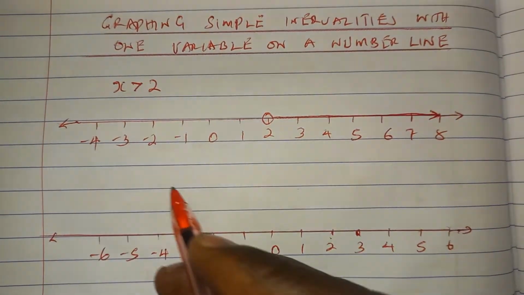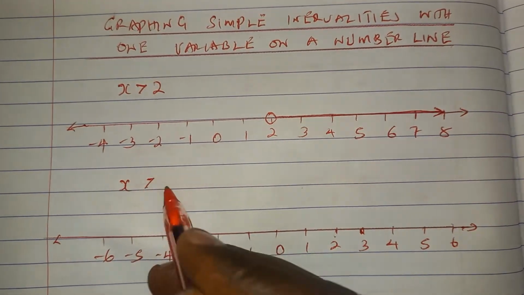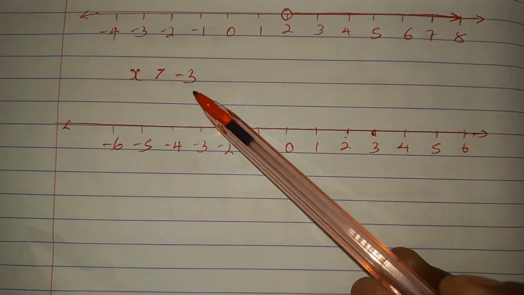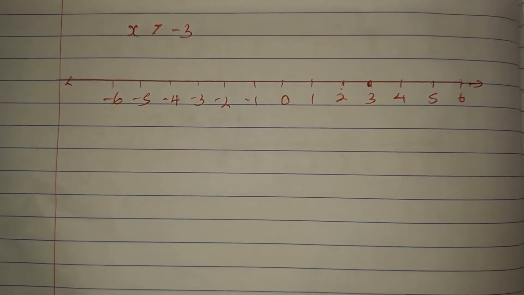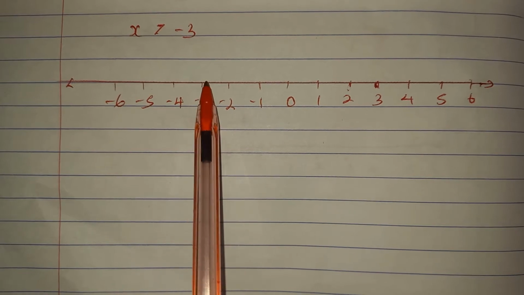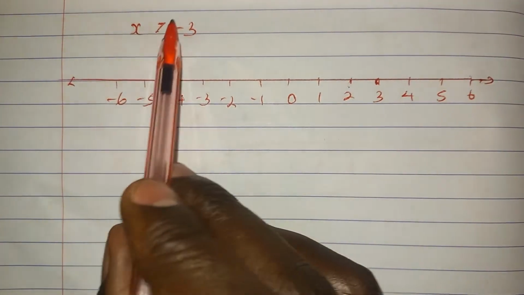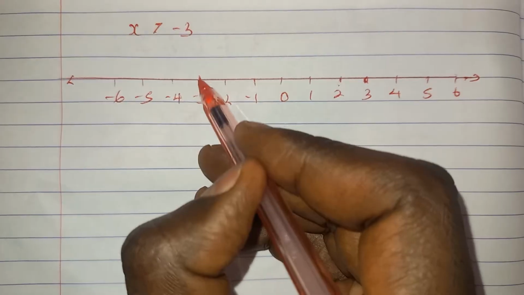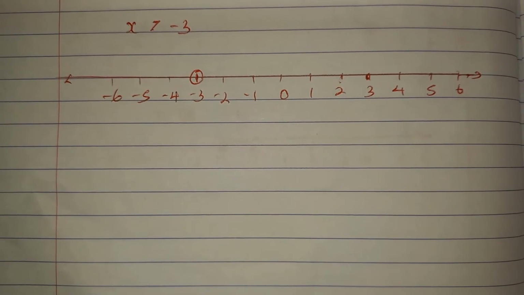Now, let's take another example. Suppose we are told that X is greater than -3. How do you represent this on a number line? To represent this situation on a number line, we start by locating where -3 is. Now, since X is strictly greater than -3, it means the point -3 is not included. So we draw an open circle at -3.